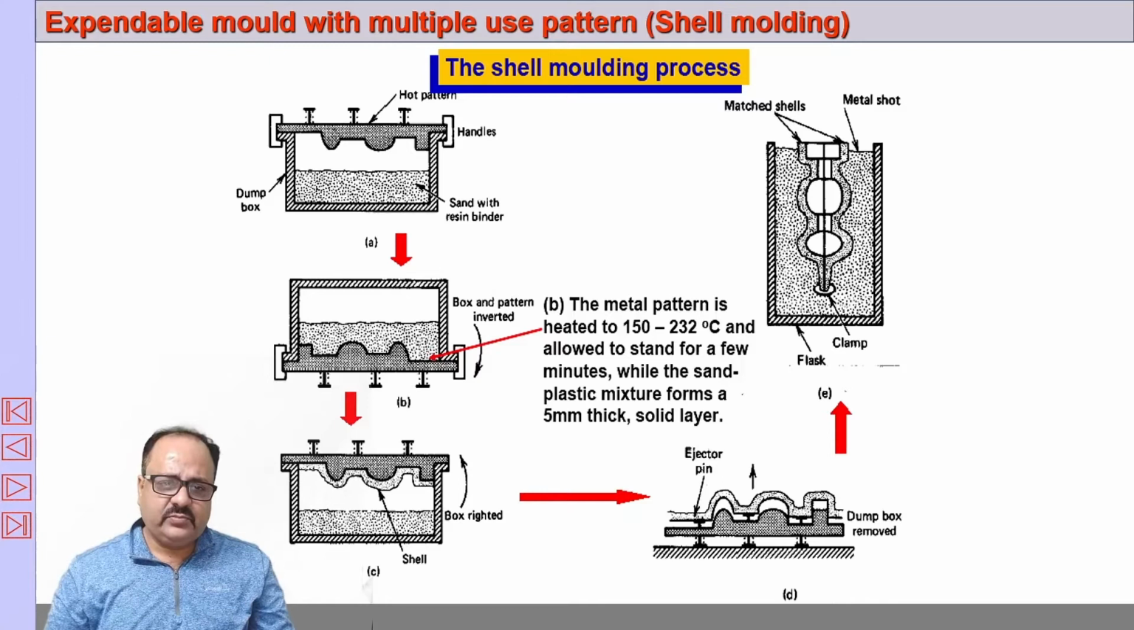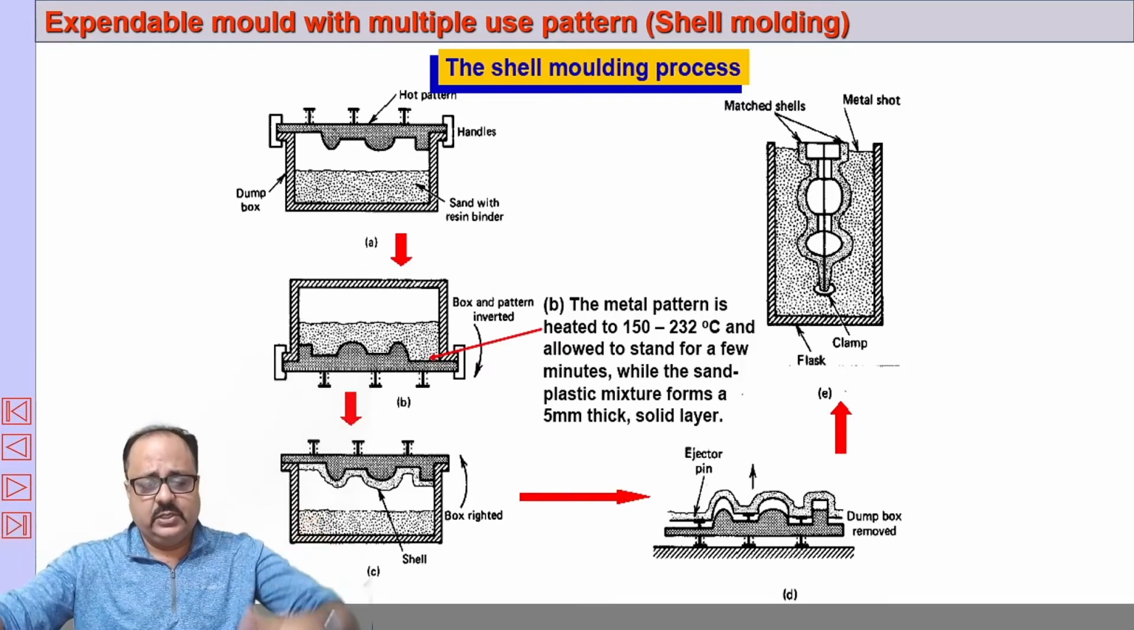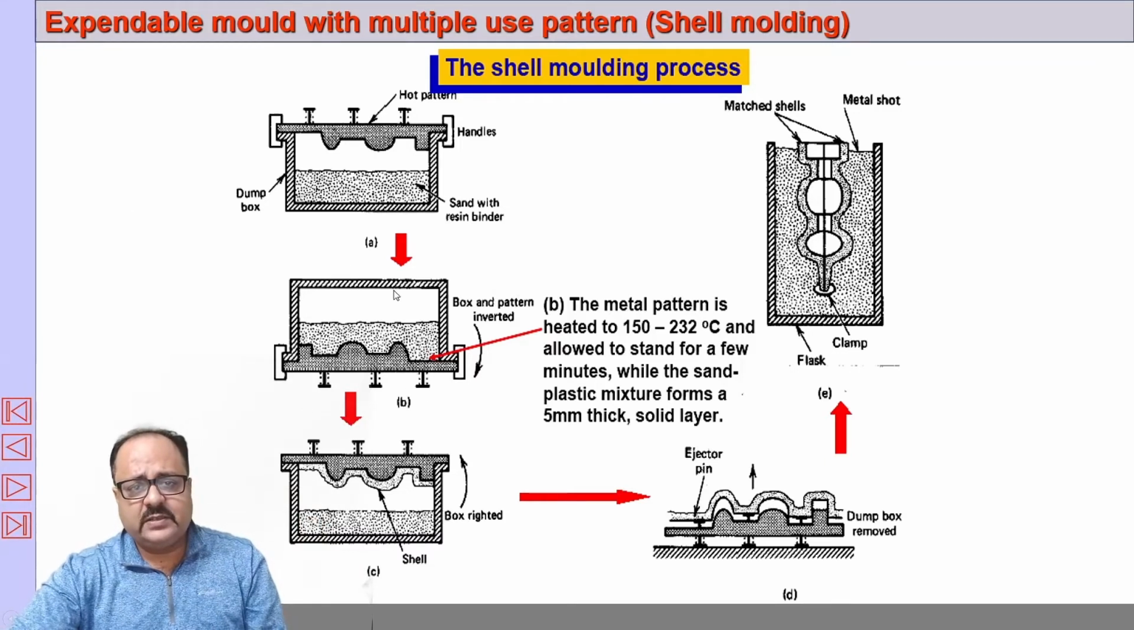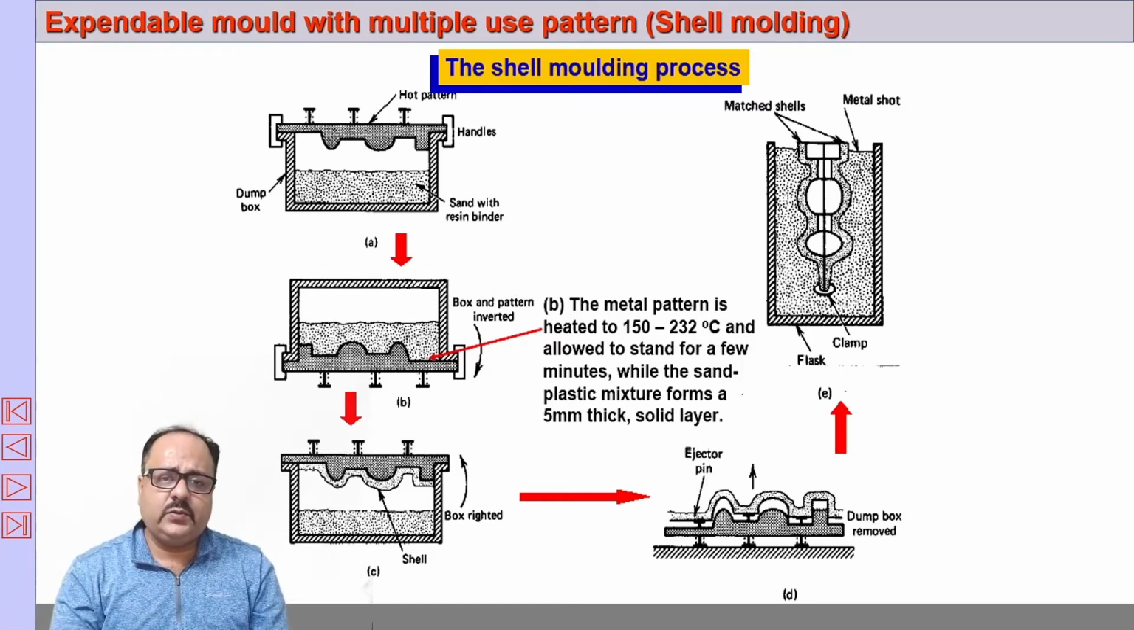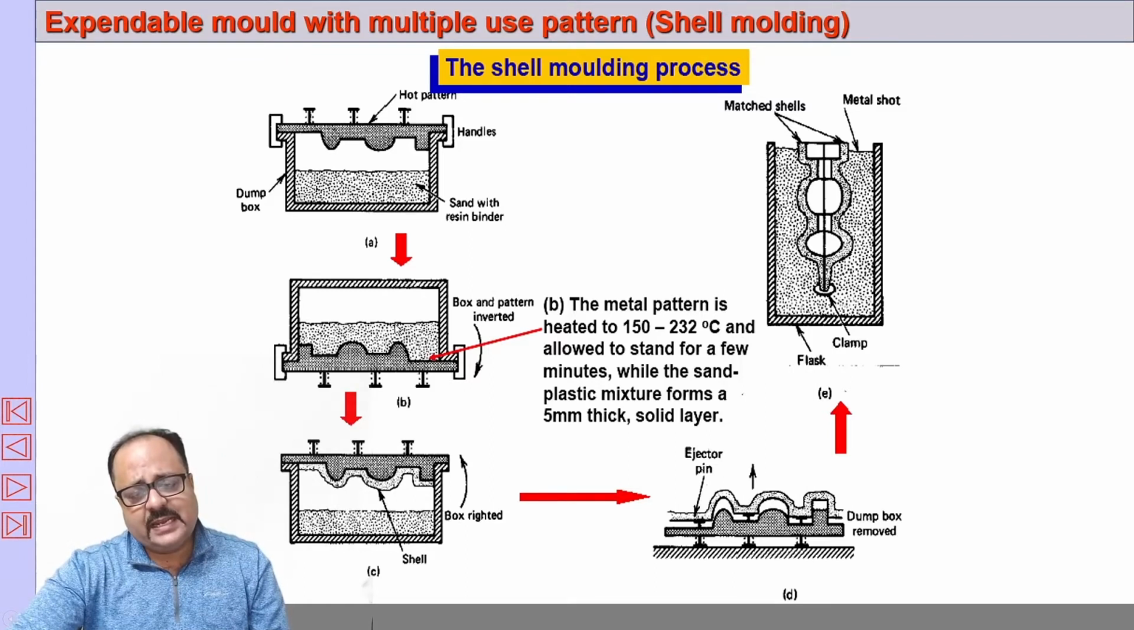And this metal pattern is fixed in the dump box, and the dump box is then turned over like this in this figure. So when it's turned over, the sand that is there in the bottom of the dump box will fall on the heated metal pattern. And this metal pattern is heated to around 200 to 250 degrees centigrade. So the phenol formaldehyde, which is there as a resin in the sand near the heated metal pattern, will undergo thermosetting, and a sand shell will form around the pattern surface.